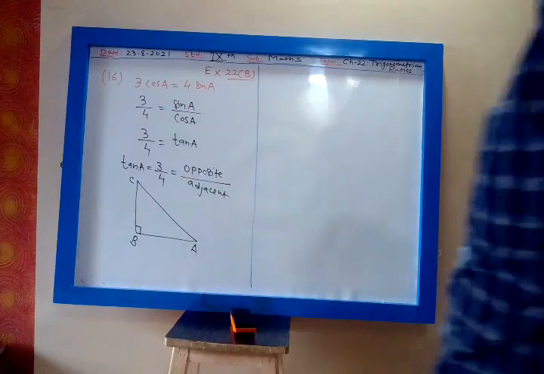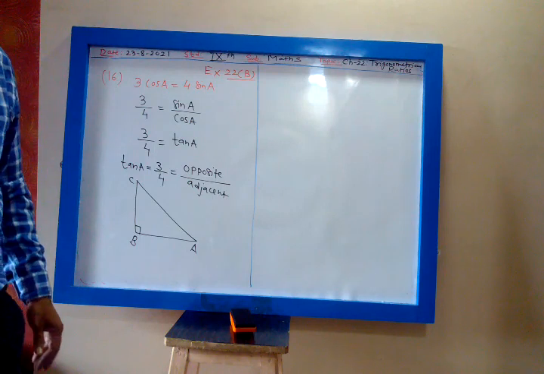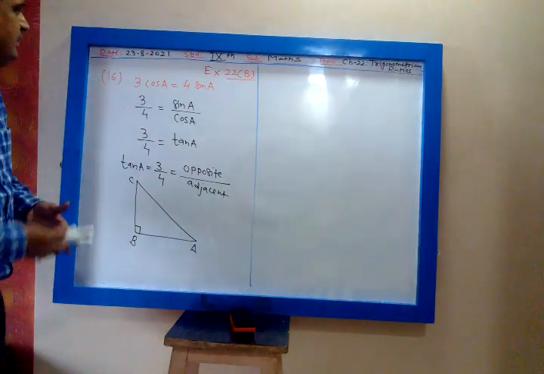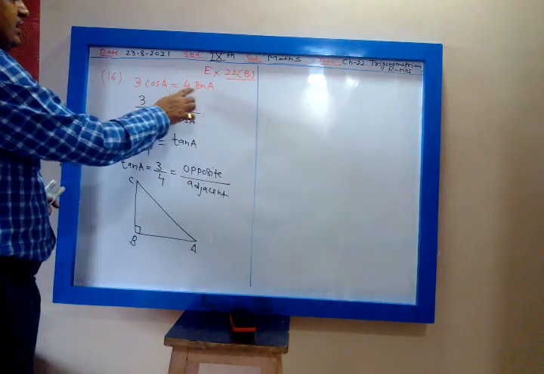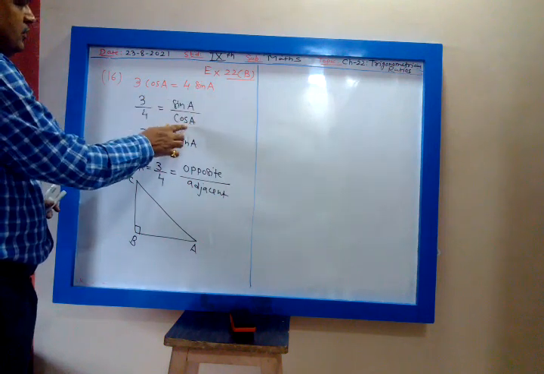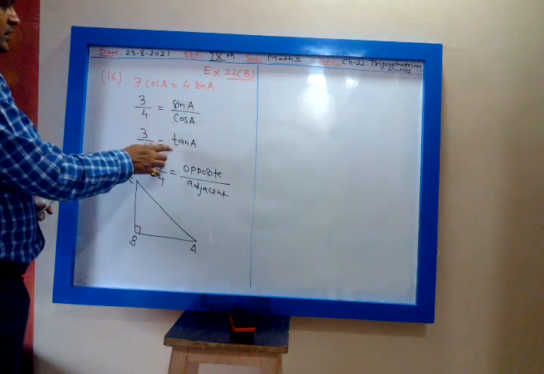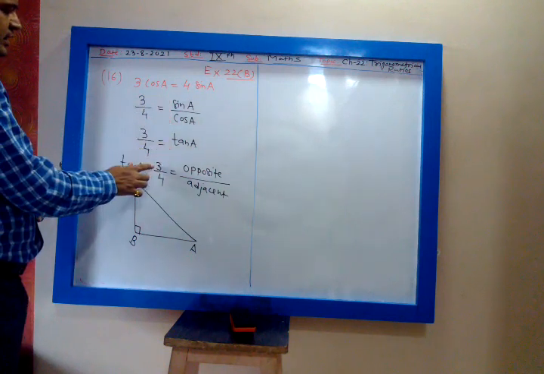Let me explain this part. 3 cos A is 4 sin A. So whenever you are given sin and cos, convert that in terms of tan. So cos will go in the denominator. Sin A upon cos A is equal to 3 by 4. Sin upon cos is tan. So tan A is 3 by 4.